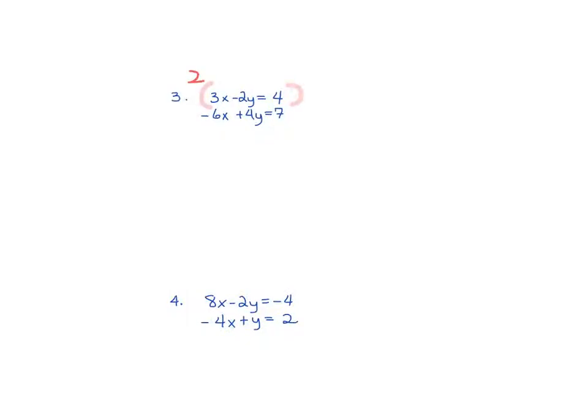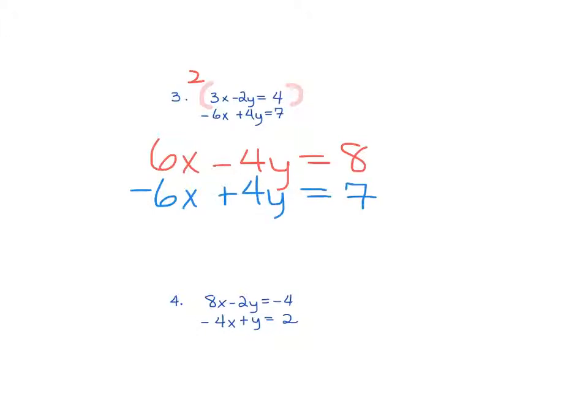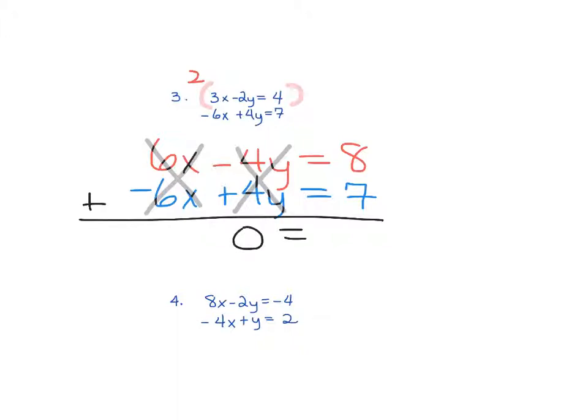So my new equation will become 6x minus 4y equals 8. I'm going to write the second equation underneath. Now notice I thought I was only eliminating x, but really I'm eliminating y also here. So I'm going to go ahead and add them up. The x's canceled, the y's canceled. Now when they're canceling, what's left behind is 0. So I have 0 on the left, and then 8 plus 7 is 15.